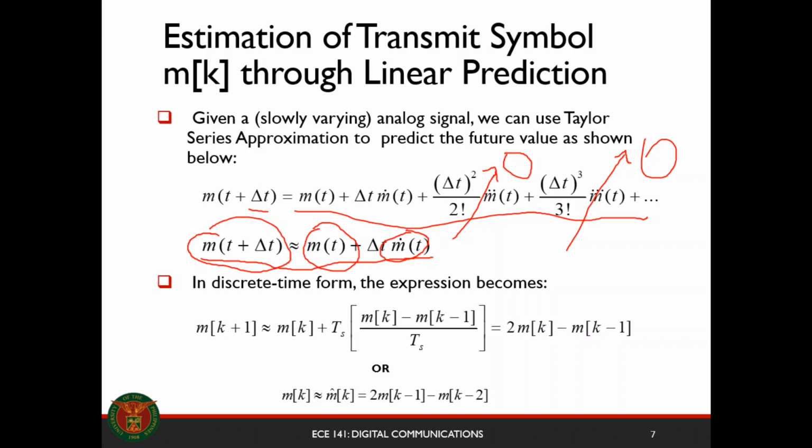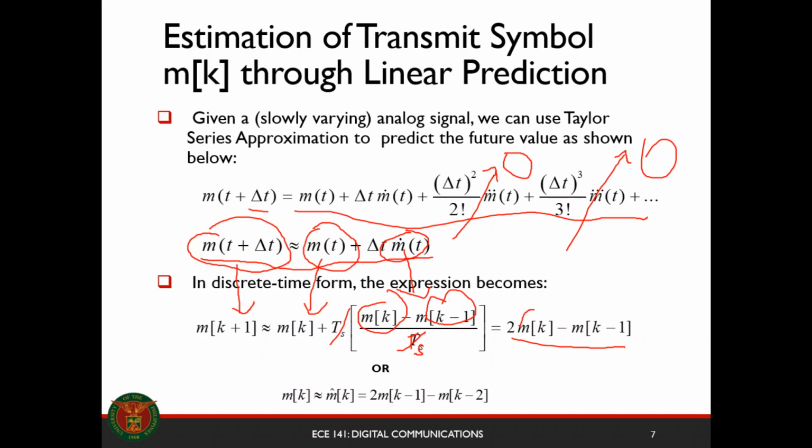If we discretize this, m of t plus delta t becomes m of k plus 1. This is the value at the next sample. It's approximately equal to the value at the current sample, and depending on the change right here. So the change in your signal is equal to the current value minus the past value all over your time difference, which is actually the sampling period. So this will cancel each other out, and you'll be left with this equation right here.